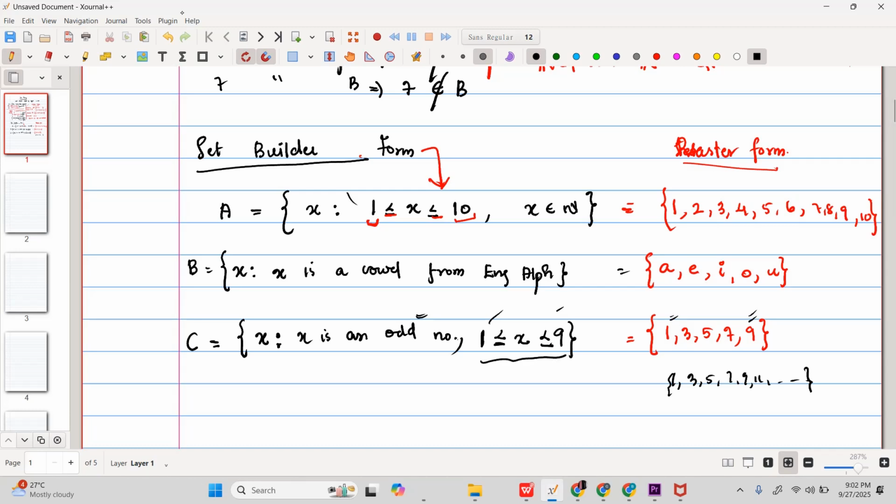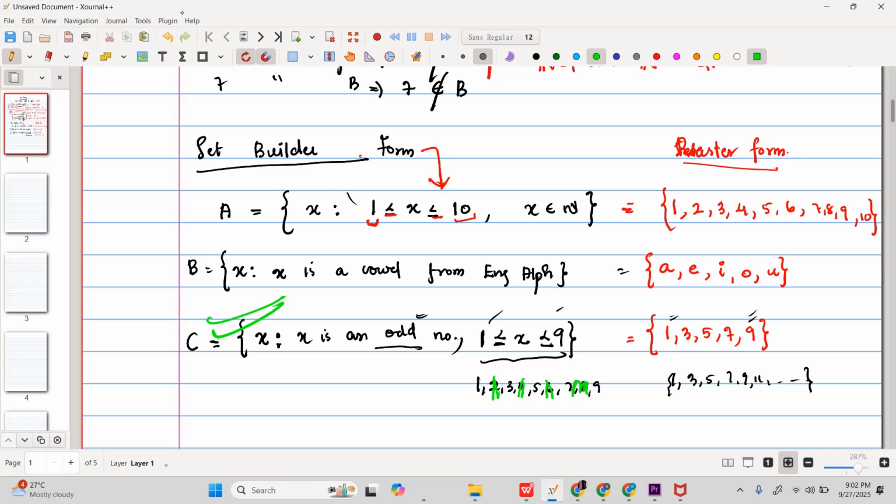If we focus on 1, 2, 3, 4, 5, 6, 7, 8, 9, this is what it means. And if we give the additional information, an odd number, then we have to eliminate the even numbers and we get the corresponding roster form. That is the answer. Okay.